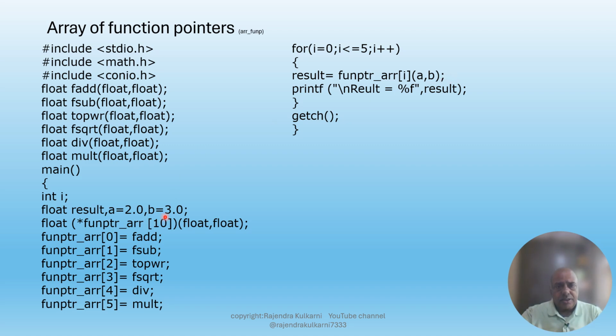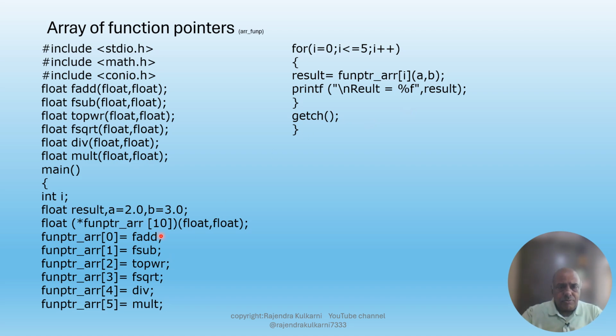We have declared their assignments here. a is equal to 2.0, b is equal to 3.0. So every time any function is called using funptr_arr, the array of function pointers, a and b's values will be passed to those functions. The function will return the value collected in a variable result, and that variable result's value which has been returned by the function is displayed by this printf statement.